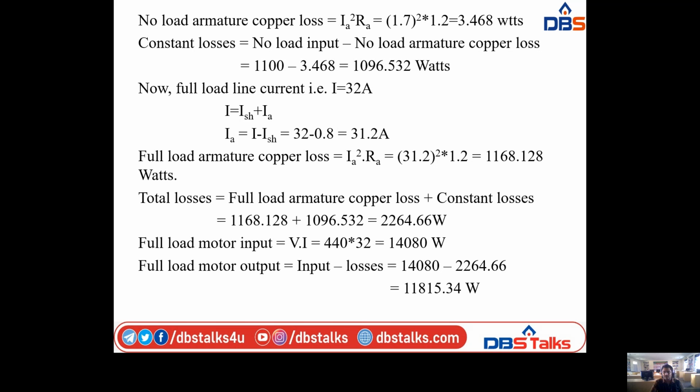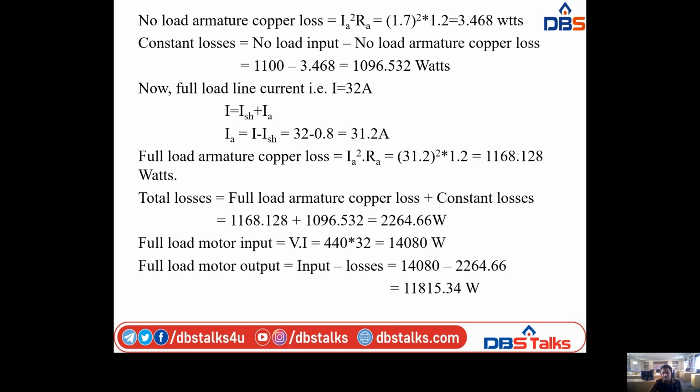And next, coming to the constant losses, we have the formula to calculate the constant losses, that is constant losses is equal to no load input power, that is the first calculation of this problem, V into I, minus no load armature copper loss. So no load input power we have 1100 watts minus no load armature copper loss, which we just calculated, that is 3.468 watts. Substitute here, we have the value of the constant losses as 1096.532 watts.